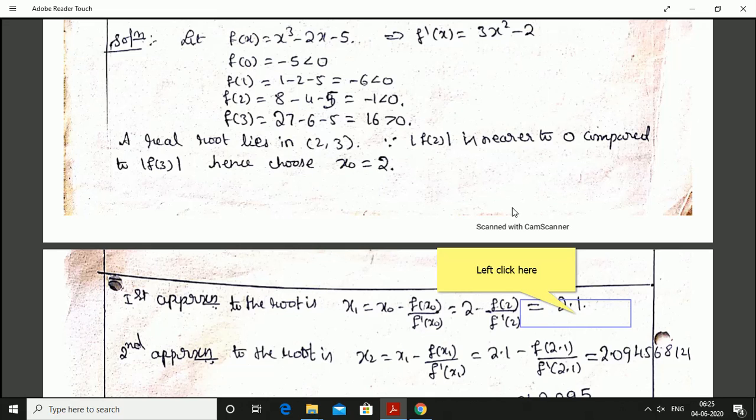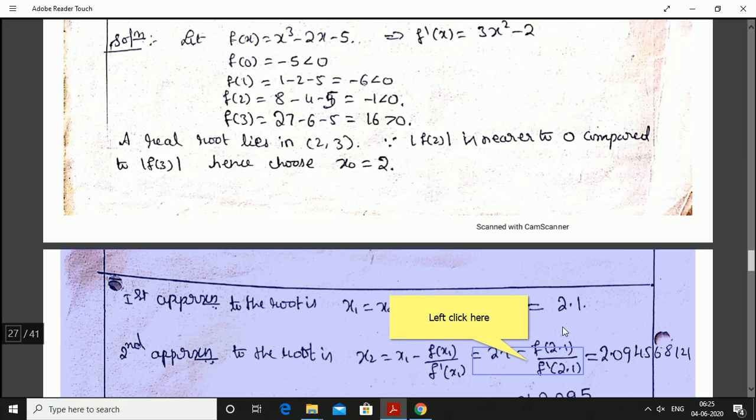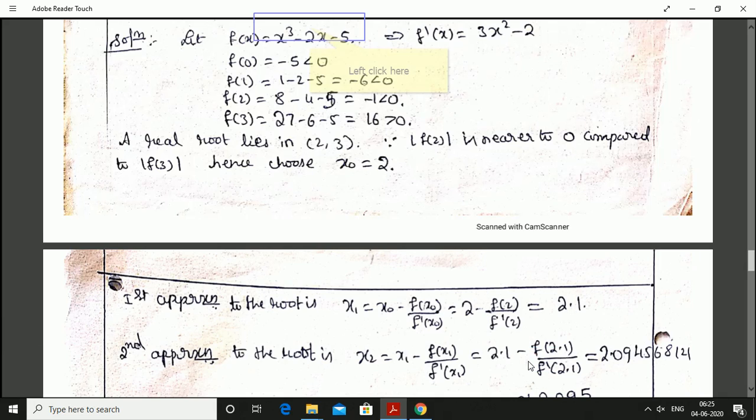Second approximation to the root, x2 is equal to x1 minus f of x1 divided by f dash of x1. x1 is 2.1. That will be stored in the answer key in your calculator. Now, you press answer minus, open 2 brackets, answer cube.